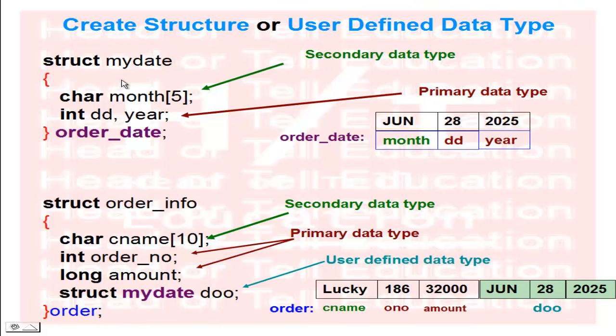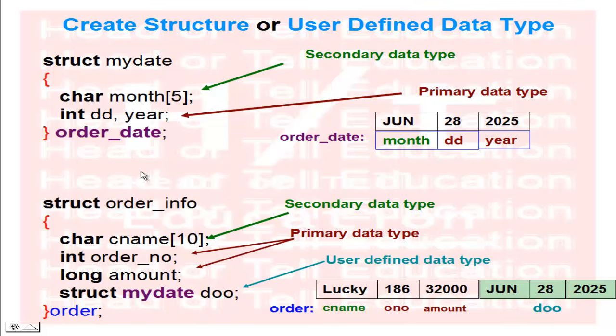Here we create the my date structure. In my date structure, first is the character variable month, where I am using a secondary data type. Then two variables, dd and year, belong to the primary data type. The combined unit is the structure named my date, and this is a variable like this, order date. If we store values in the order date structure, we store, for example, month June, date 28, year 2025.